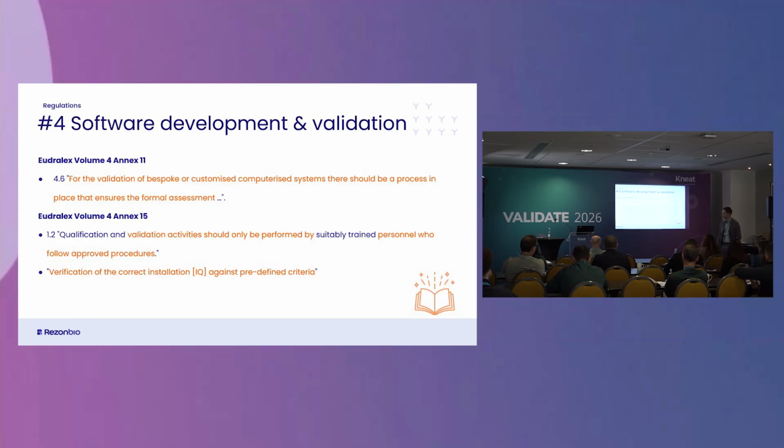Let's go to Annex 11. For the validation of bespoke or customized computerized systems, there should be a process in place that ensures a formal assessment. There should be a process. What kind of process? It's not written here. Annex 15: validation activities should only be performed by personnel who follow approved procedures. We should have procedures for validation. What kind of procedures? It's not written here.